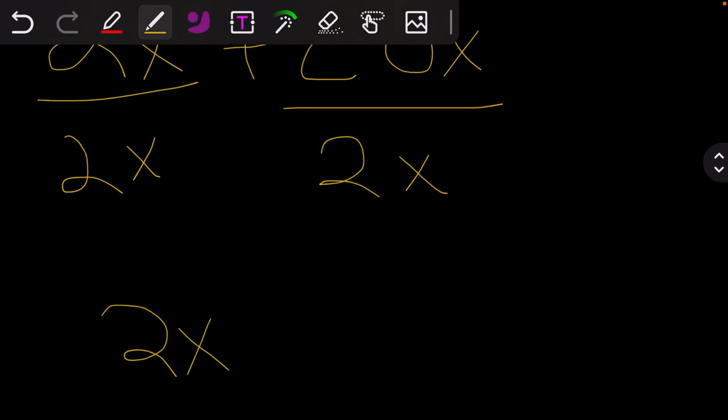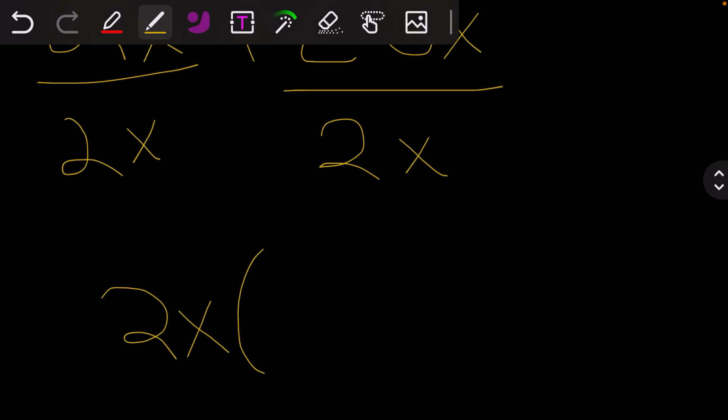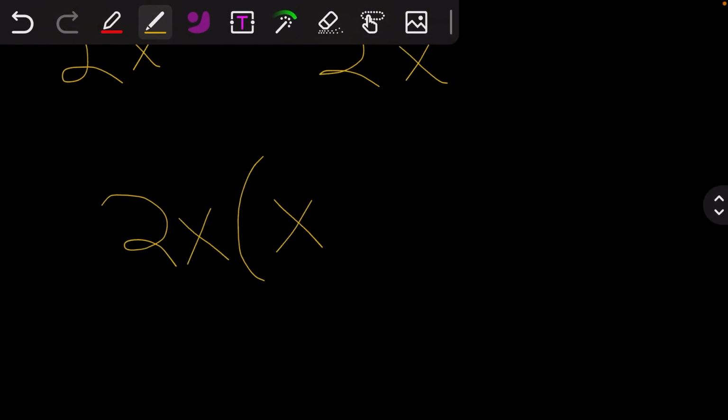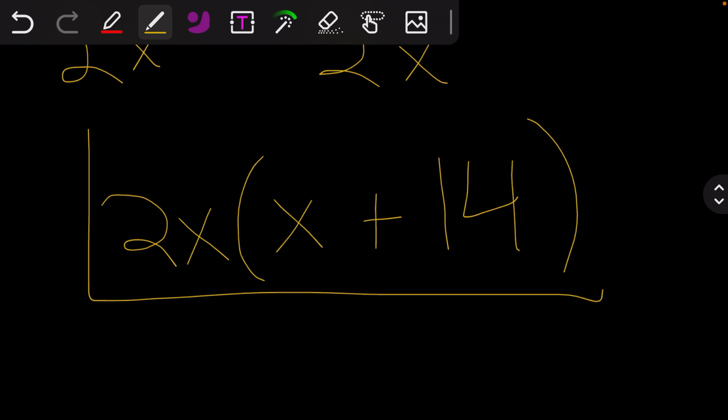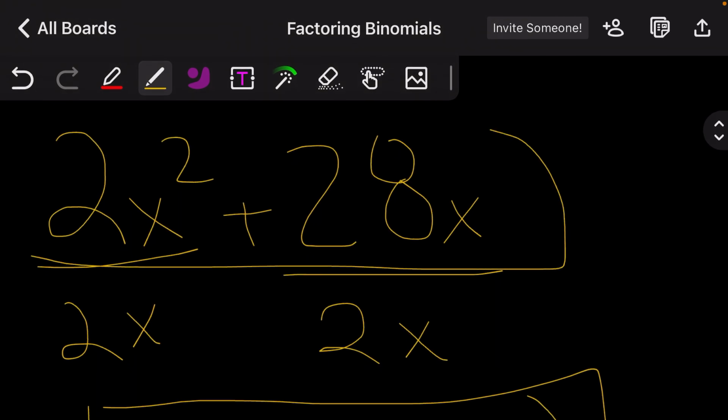And so what we'll do, we're going to put that 2x on the outside. And on the inside of parentheses, we're going to just deal with what we have left after we factor out this 2x. 2x squared divided by 2x is going to leave us with x. So we're going to put that right there. And 28x divided by 2x is going to leave us with a positive 14. And this is our complete factorization of this expression.